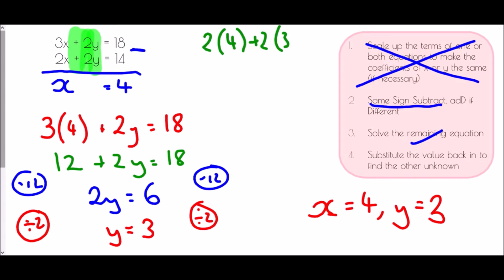So in this case, 2 times 4 plus 2 times 3. 2 times 4 is 8, 2 times 3 is 6, 8 plus 6 is 14. That is the answer I was looking for, and so it does work in both equations. We have the right answer.